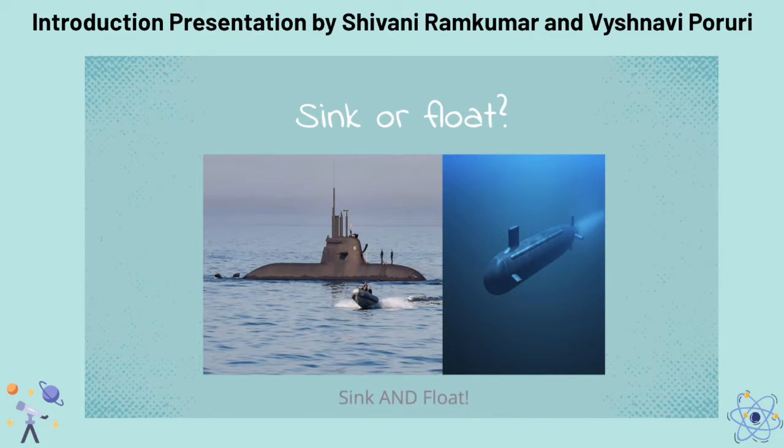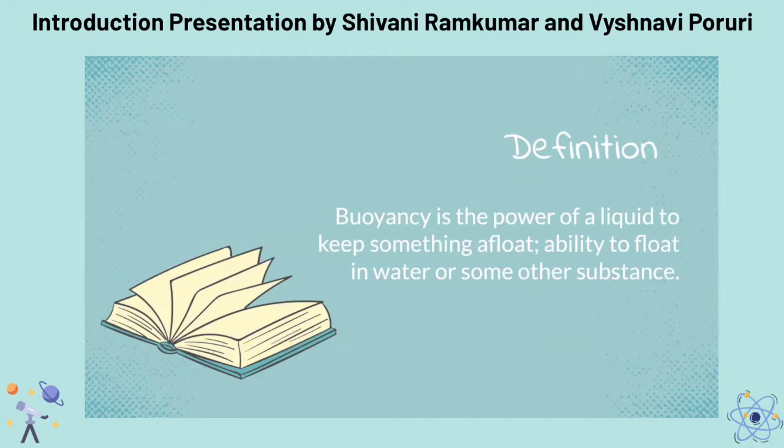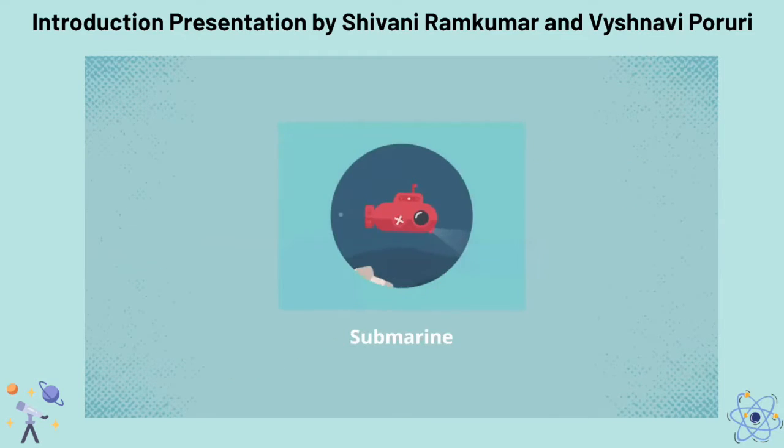Let's find out. We are now going to discuss the topic of buoyancy. The definition of buoyancy is that it's the power of a liquid to keep something afloat, or in other words, the ability to float in water or some other substance. So earlier we saw that submarines have the capability to sink and float.